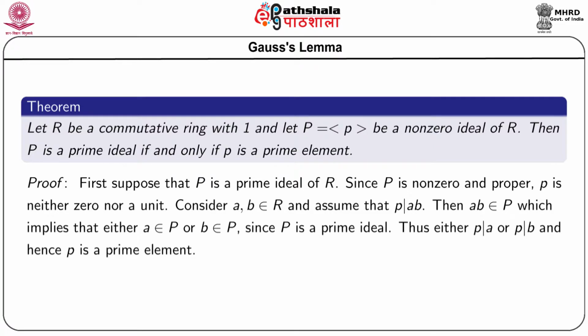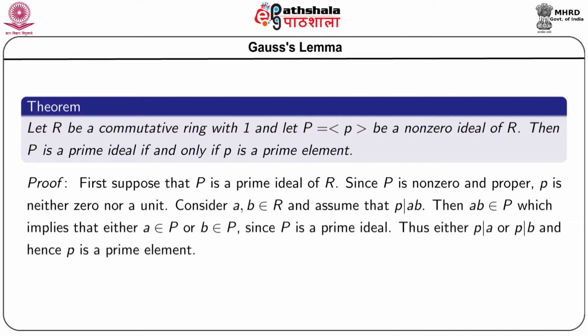Now, we show that if (P) is a principal prime ideal, then its generator is a prime element and every prime element generates a prime ideal. For this, first assume that (P) is a prime ideal of R. Since (P) is a prime ideal, by definition it is proper and hence its generator P cannot be a unit. Also, we assume the ideal (P) to be non-zero, hence its generator is non-zero. Thus, the generator P is non-zero non-unit.